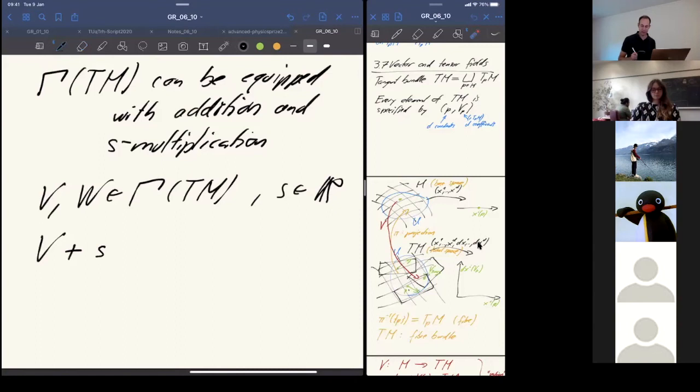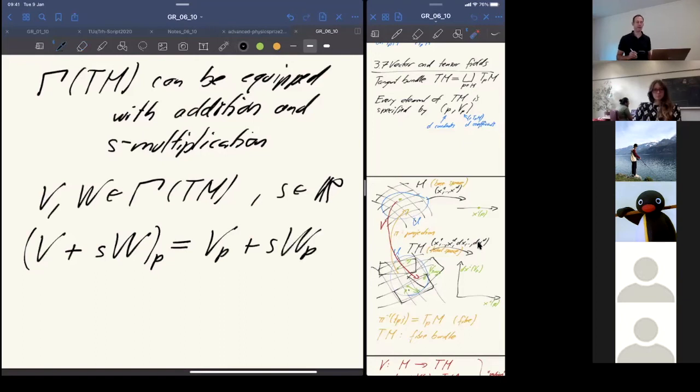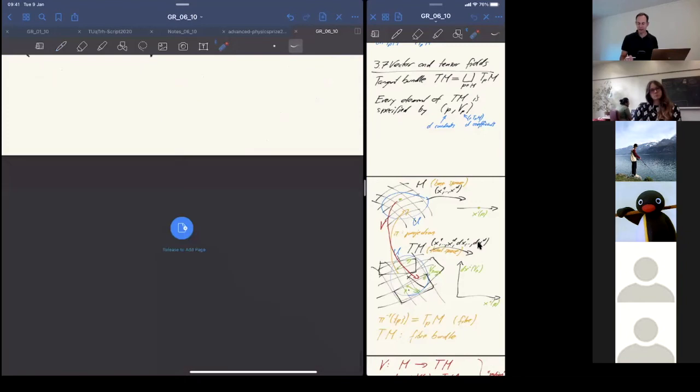So I can do stuff like this: take the vector field V and add S times the vector field W. What it means is that evaluated at the point P, it's just the addition and multiplication of the corresponding vectors at that point. So it's a very natural operation. It just means I add and multiply vector fields by doing that point-wise. But this is not just for fun, because we will see in a moment that we can also define a multiplication with a function, and it will be important to be aware of some subtleties that arise in this case.